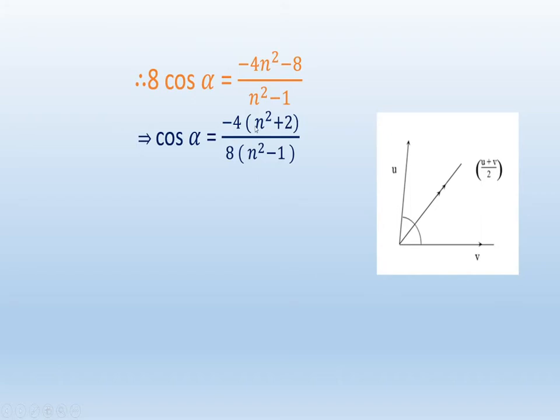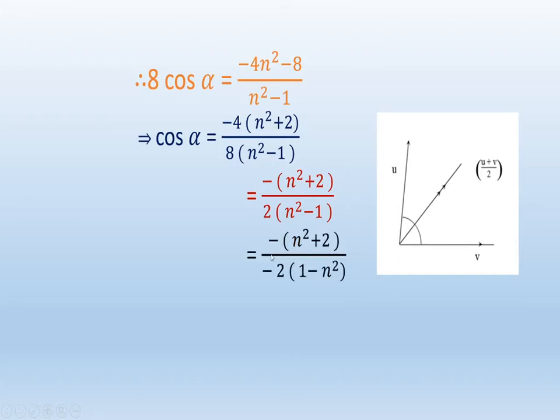And if we divide these two terms by 8, then we get 8 into n square minus 1. After calculating, we get minus n square plus 2 by 2 into n square minus 1. If we take common minus in the LCM, then we get minus 2 into 1 minus n square. Finally, we get cos alpha equal to n square plus 2 by 2 into 1 minus n square.